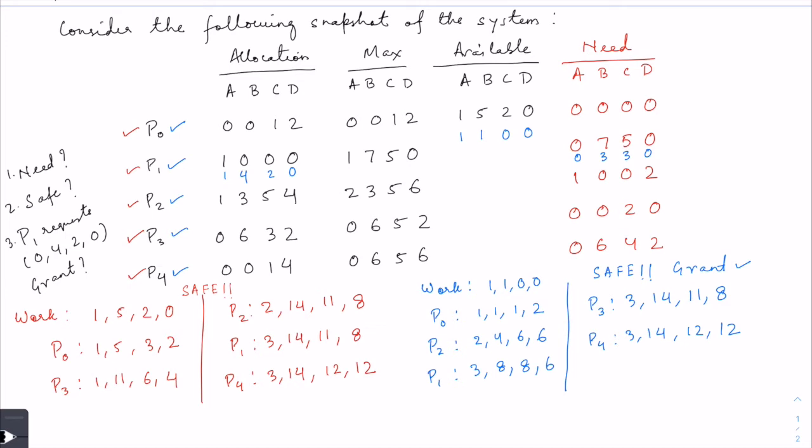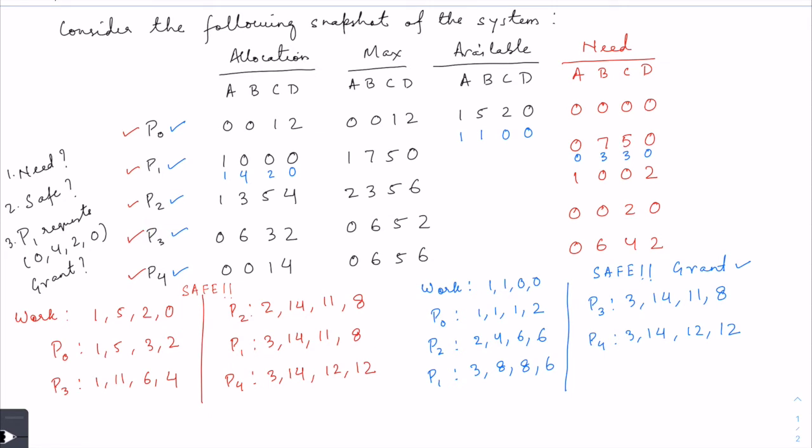Now let's go to process P3. What is its need? It is 0020. And can this be satisfied with the current work we have? Yes, it can be satisfied. So we will assume that P3 has finished execution. We will put a red tick over here.